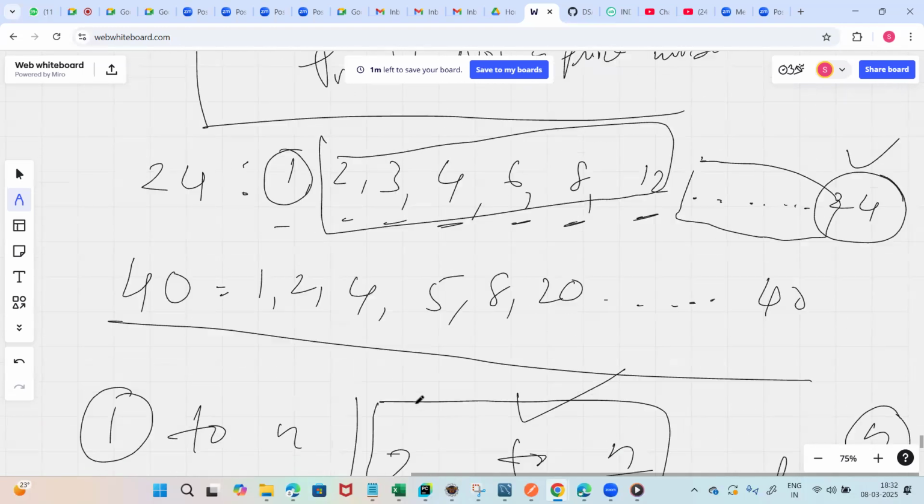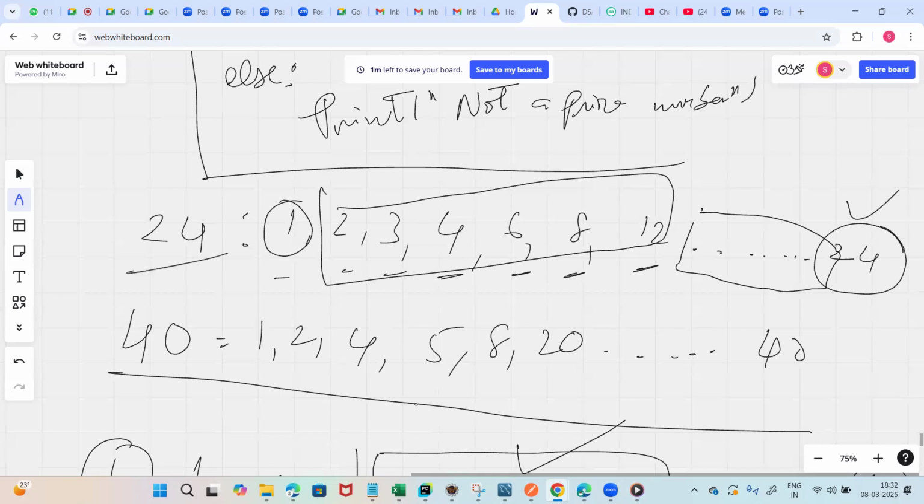See, Kundan, if you see 24, the factors are 1, 2, 3, 4, 6, 8, 12, then 24. If you see 40, the factors are 1, 2, 4, 5, 8, 20, then 40. There is a void from n by 2 to n. Am I correct? Clear?